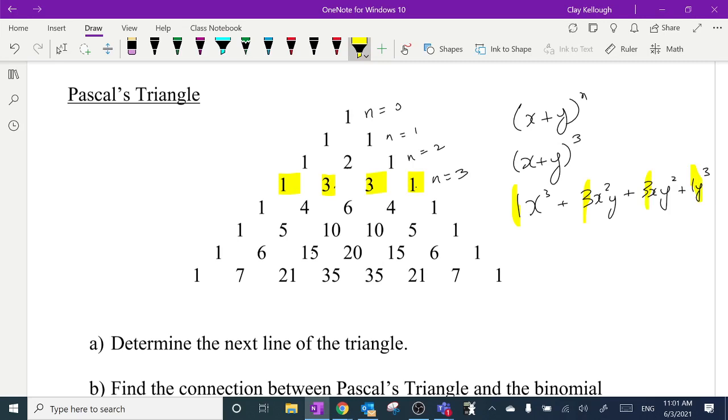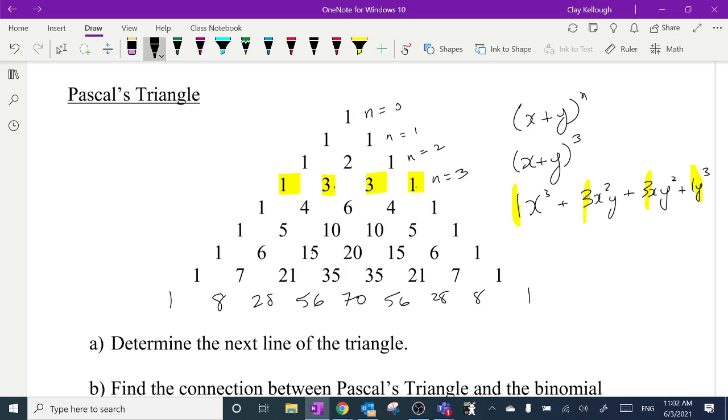So let's determine the next line of Pascal's triangle. We get the next line by going, okay, well, it's always 1s on the edges. 1 plus 7 is 8. 7 plus 21 is 28. 21 plus 35 is 56. 35 and 35 is 70. 35 and 21 is 56, 21 and 7 is 28, 7 plus 1 is 8. And you could do that forever. Pascal's triangle is an infinite idea.